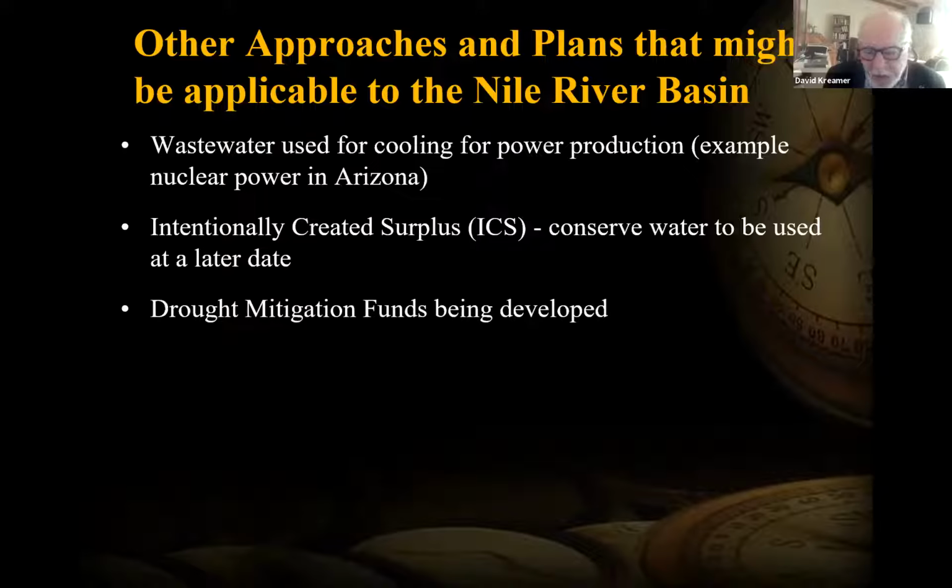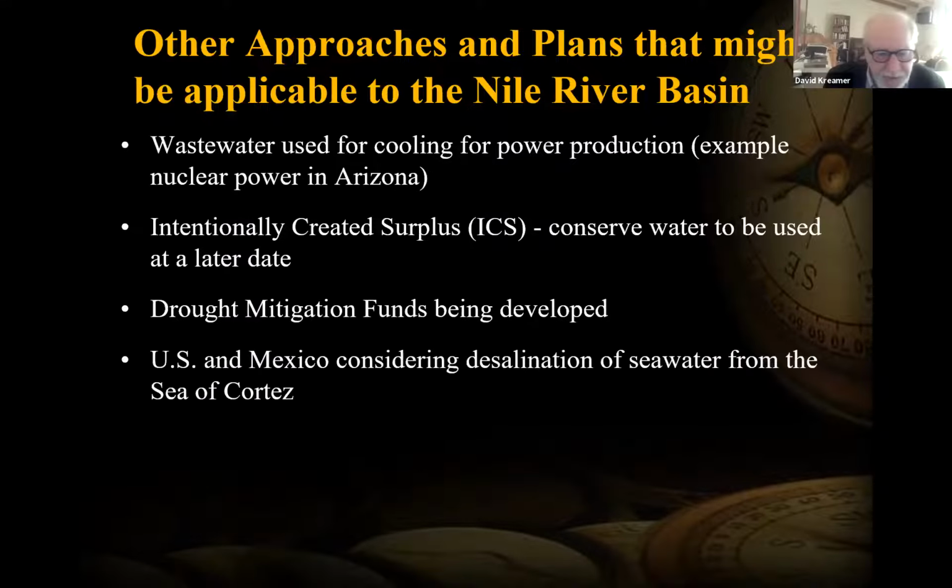There also financially are drought mitigation funds being developed. If the drought intensifies, the idea of having a financial base to address problems that arise due to the drought is an interesting thing to consider for different countries and different states in the United States.